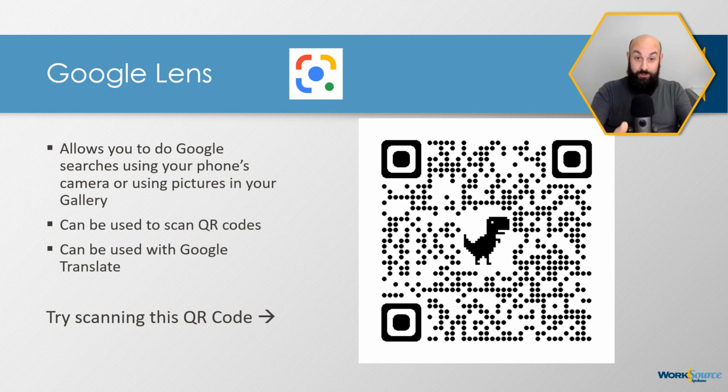And there's a lot of uses with Google Lens. You can use Google Lens to search for particular things. You can also use Google Lens to scan QR codes. Now, just for an example, I have put a QR code here on the screen. And if you want a nice fun challenge, I challenge you right now, go ahead and pause this video once I finish explaining this and use Google Lens on your Android phone to try to scan the QR code you see on the screen.